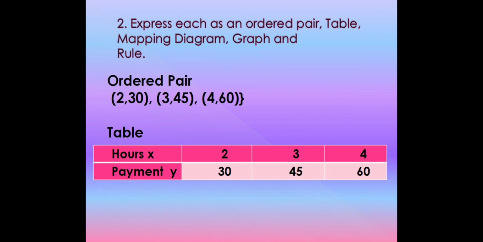So this is our ordered pair: (2, 30), (3, 45), (4, 60). And then we have our table. Our x is the hours and the payment is our y. So we write the hours 2, 3, 4 and the payment is 30 pesos, 45 pesos, and 60 pesos. Did you get it right? Very good!